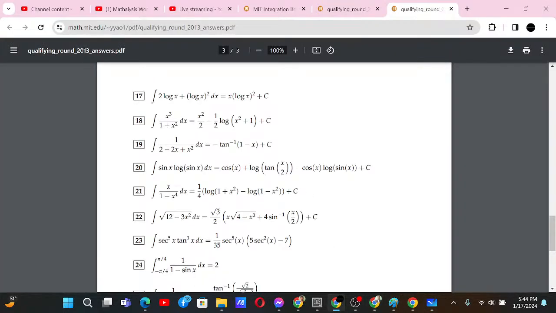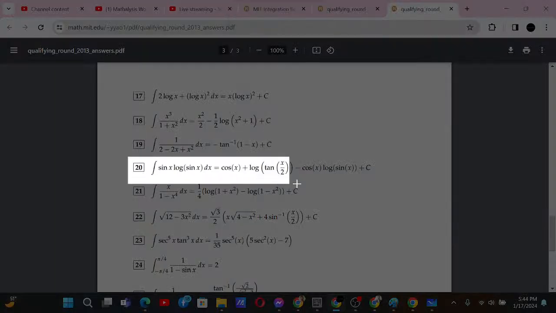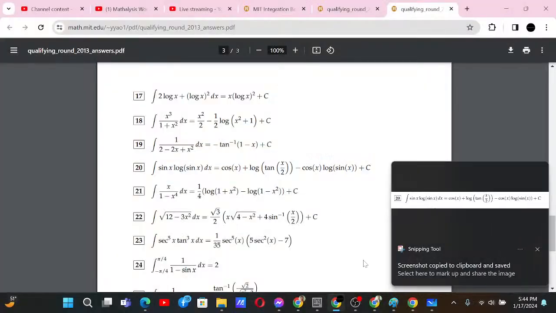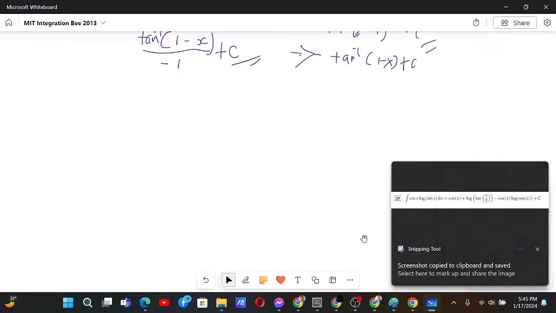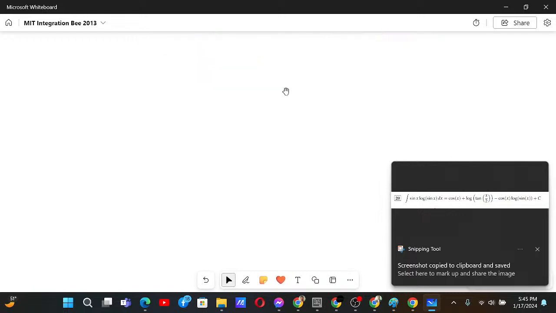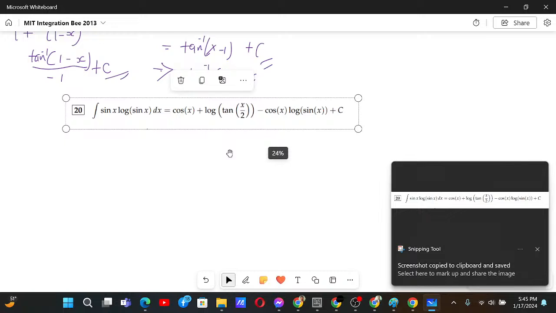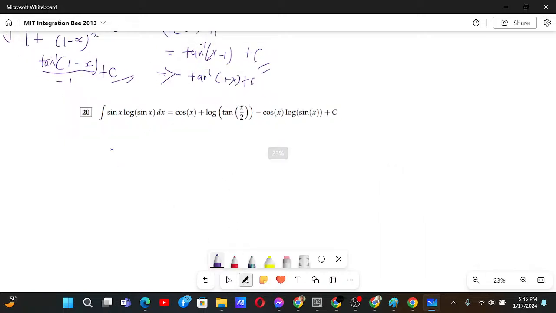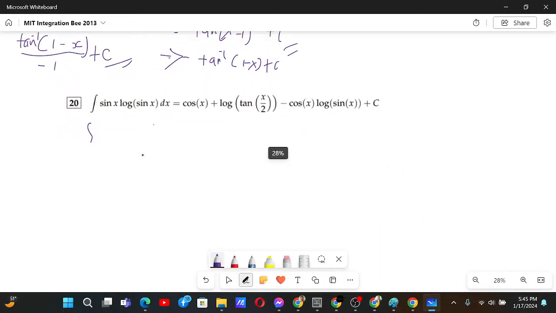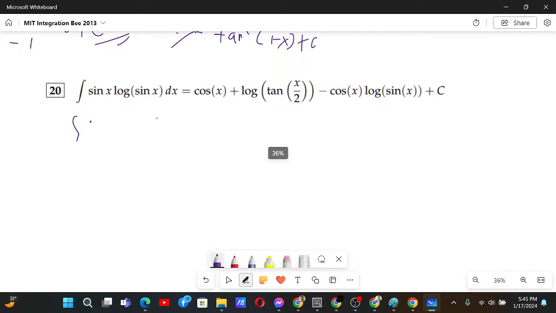Let's go to 20. Number 20 seems to be a long problem, but it's not a hard problem because in 2013 there were only easy problems, you know. Now for this problem, we have sin x ln of sin x dx.